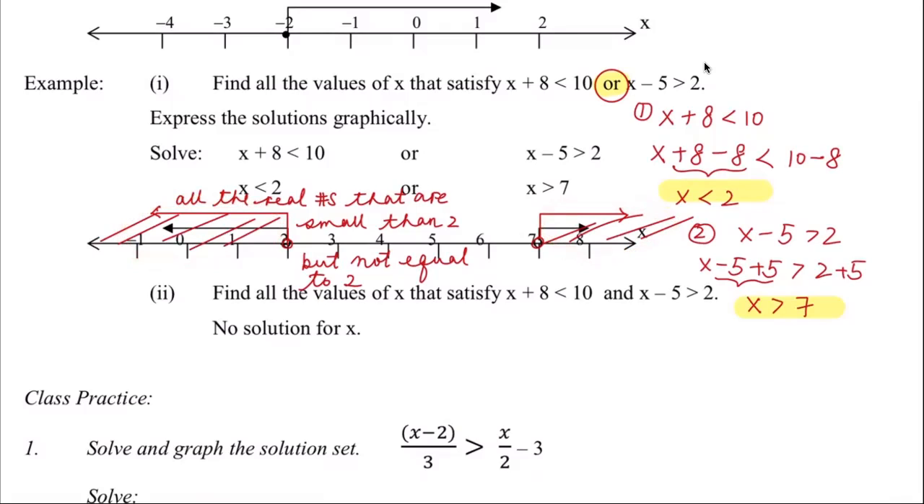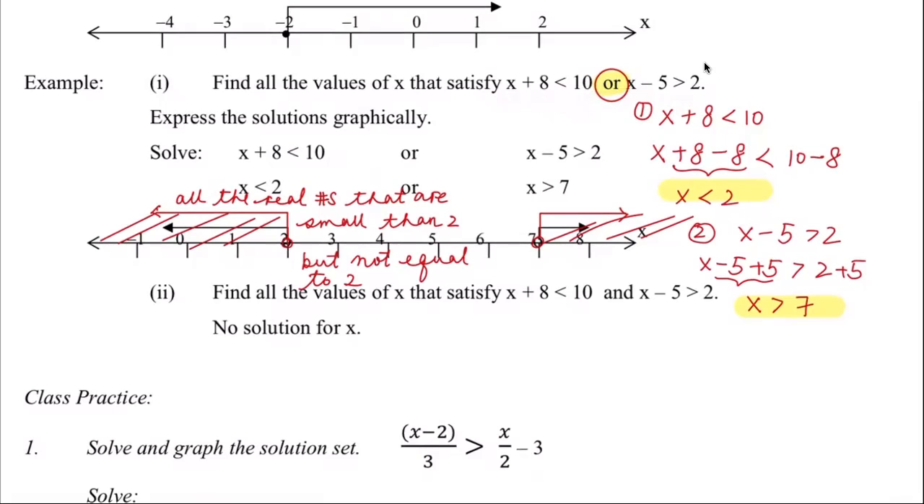Okay, so let's say, for example, 0. 0 is smaller than 2. So 0 satisfies the first inequality, but 0 doesn't satisfy the second inequality. But it doesn't matter here, because the question says or. That means as long as a real number satisfies one of these two inequalities, it counts as a solution to this inequality system. Okay, so this is or. You need to remember that.